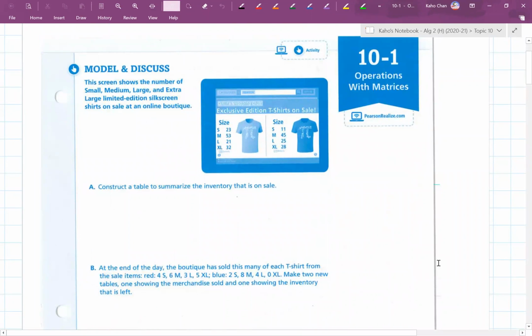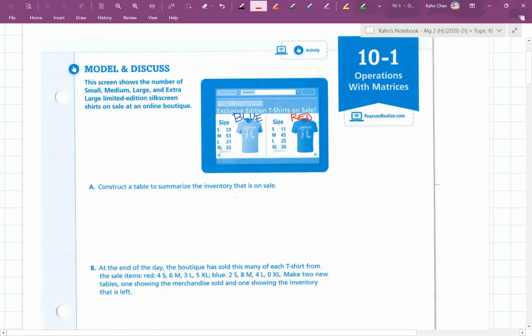This screen shows the number of small, medium, large, and extra large limited edition silkscreen shirts on sale at an online boutique. I want to point out that on the actual screen, the left side are for the blue t-shirts, and on the right are the red t-shirts. Construct a table, letter A, to summarize the inventory that is on sale.